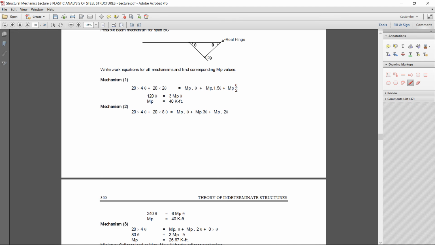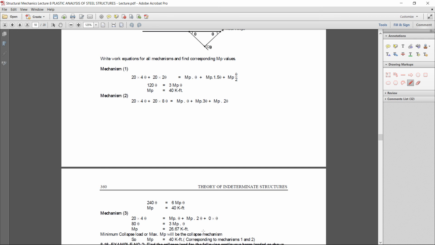For the internal work done, MP into theta, MP into 2 theta, and that is a real hinge, so that's why 0. There will be no plastic hinge formed, that is already a real hinge, that is why 0 into theta. So you will get MP value, that is 26.67 cube feet. So the minimum collapse load or the maximum MP will be the collapse mechanism.